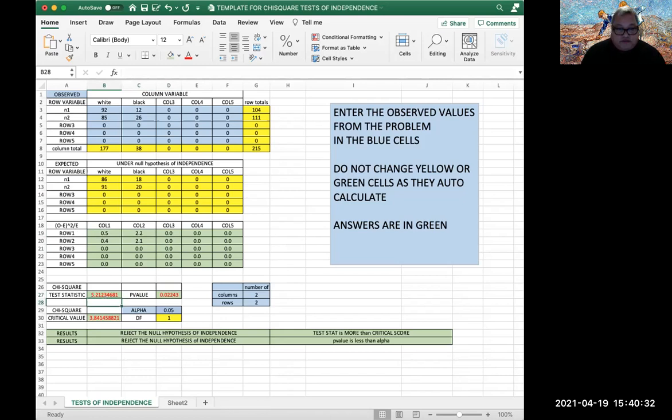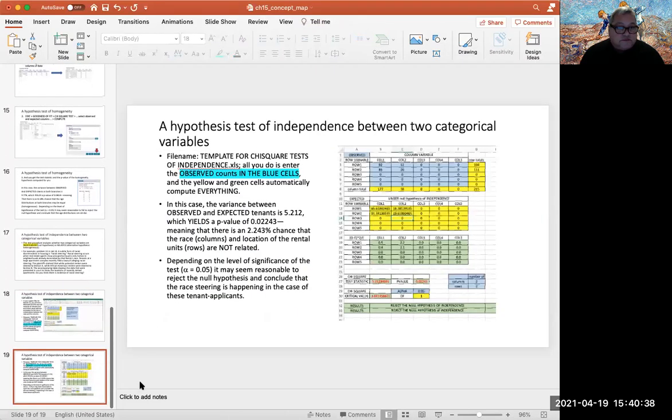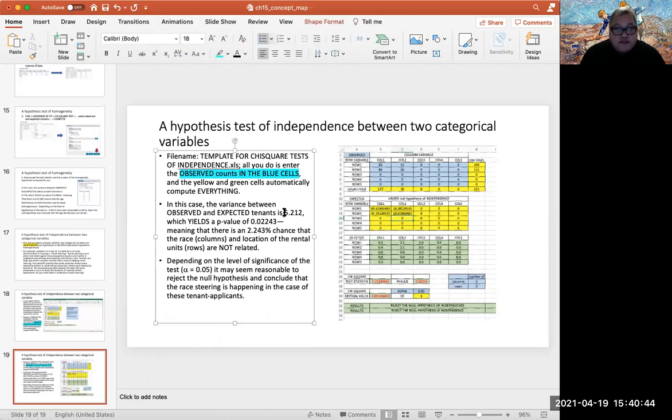How do we interpret this data? How do we interpret these results? The interpretation of the results is that we have a variance between what we see in the behavior of real estate agents showing units versus what we would expect to see in a completely race-blind situation, at a test statistic of 5.2.